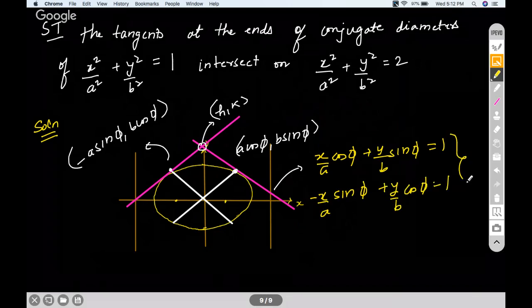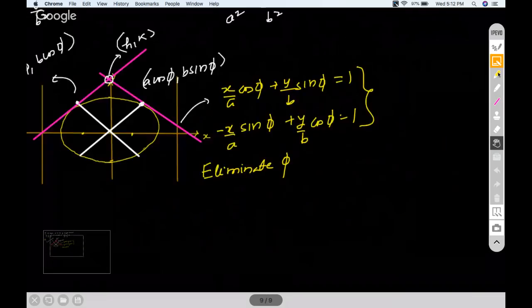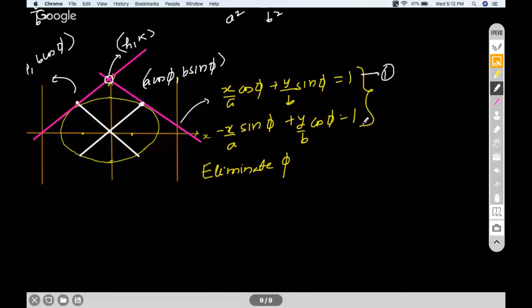So guys, from these two equations, my aim is to eliminate phi. If I want to eliminate phi, the process is pretty simple. Let me call this as 1. Let me call this as 2. So I will do 1 square plus 2 square.